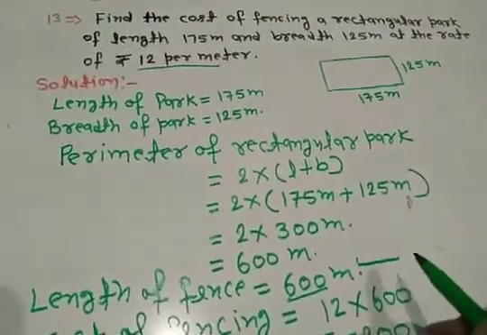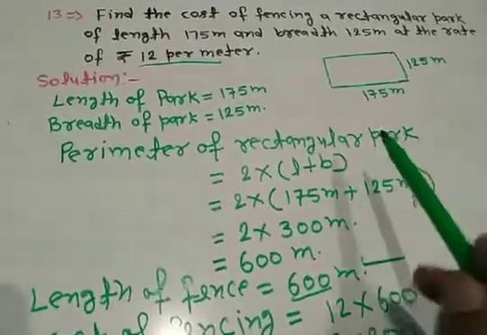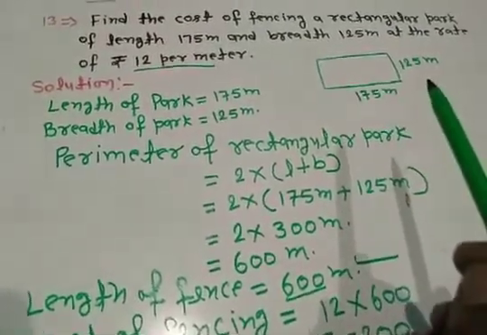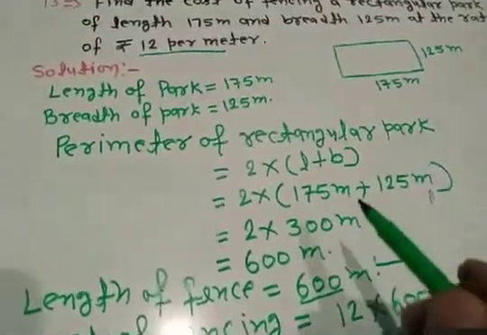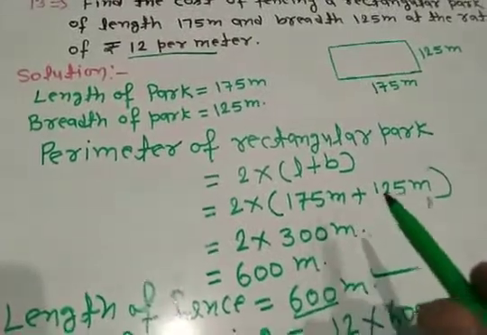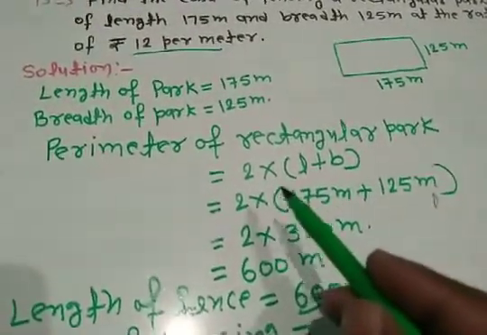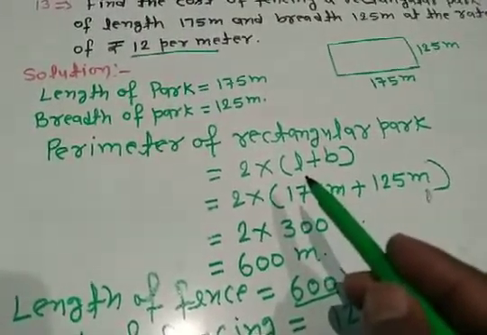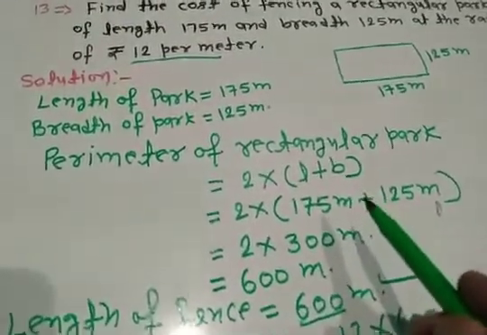So you can see this figure. The length of the rectangular park is here, 175 meter, and the breadth is 125 meter. Clear? First we find the perimeter of the rectangular park. So you can see here 2 into (L plus B), where L is the length of the rectangular park and B is the breadth of the rectangular park.